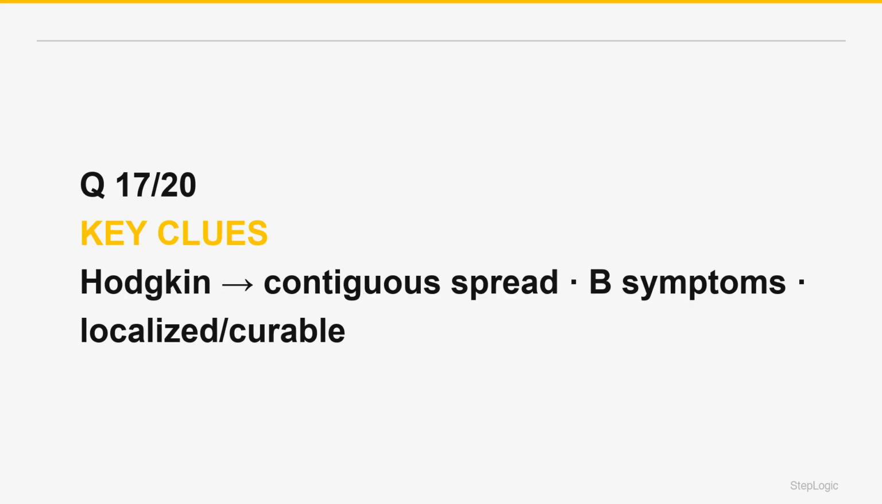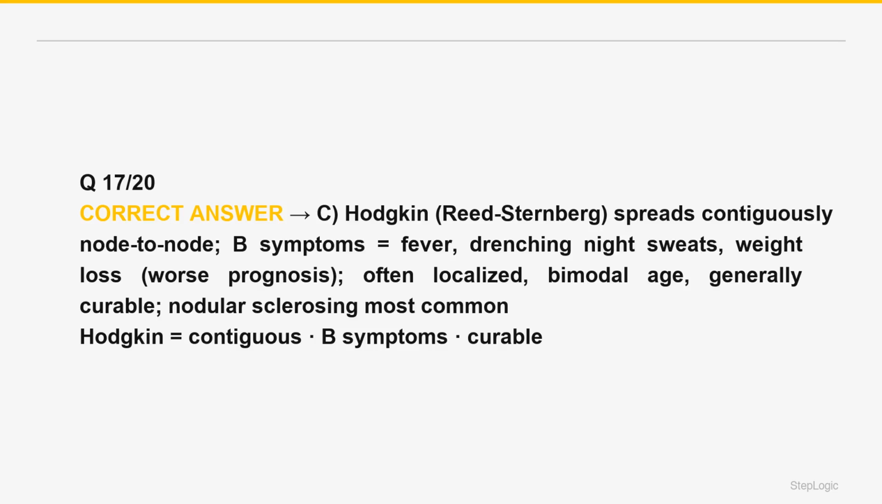This revisits Hodgkin lymphoma from the staging or clinical angle. Hodgkin lymphoma is defined by Reed-Sternberg cells, large binucleate owl-eye cells, CD15+, CD30+, and a background of reactive cells. Clinically, it characteristically presents as painless lymphadenopathy that spreads in a contiguous, orderly fashion from one nodal group to the adjacent one, node to node, unlike non-Hodgkin lymphoma, which spreads non-contiguously or widely. It often presents localized, favorable for radiation, and has a bimodal age distribution, young adults and older adults. The correct answer is C.